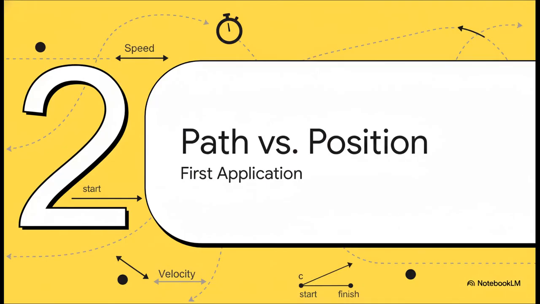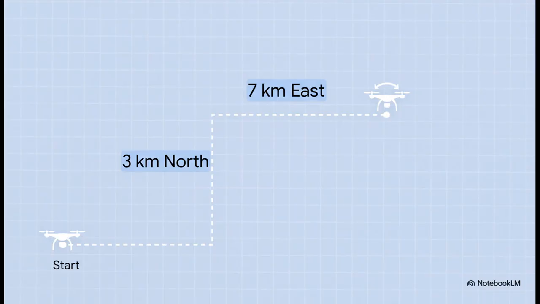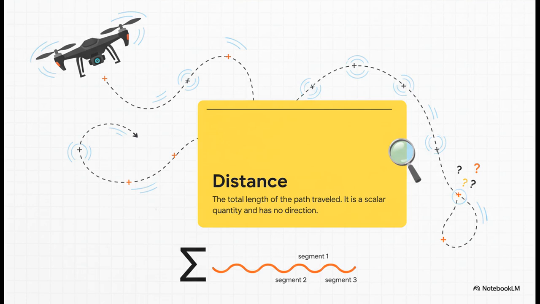So that's the theory. But how does this whole scalar versus vector thing actually play out in the real world? Well, let's apply it to something we can all visualize: movement. Let's imagine a little delivery drone. It takes off from its warehouse, flies 7 kilometers due east to make its first drop, and then it turns 90 degrees and flies 3 kilometers due north for its second stop. Pretty simple journey, right?